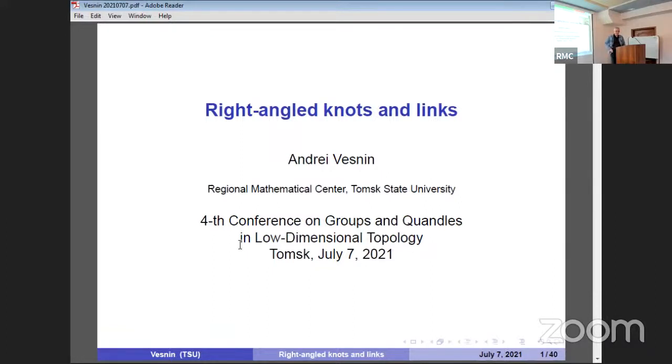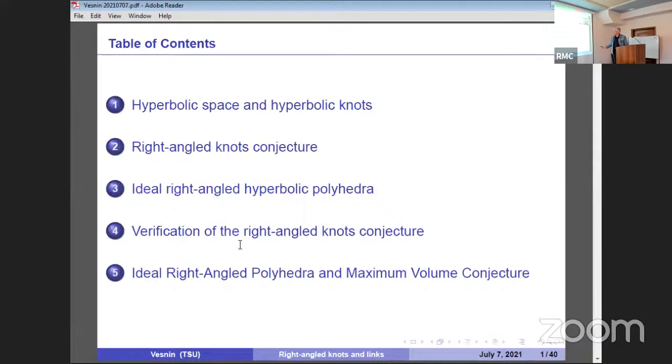And mostly I will talk about hyperbolic geometry and hyperbolic volumes. So I will proceed in the following way. First, I will review some basic things about hyperbolic geometry. Next, I would like to present some conjecture about hyperbolic knots, which I now call the right-angle knot conjecture. And after that, I explain how you can verify this conjecture in some cases using a volume approach.